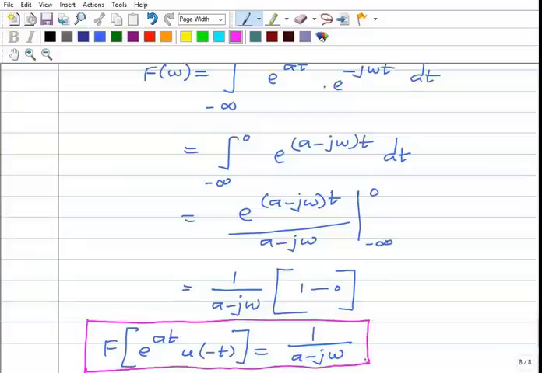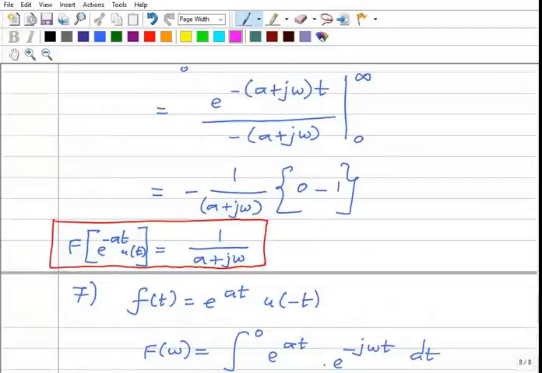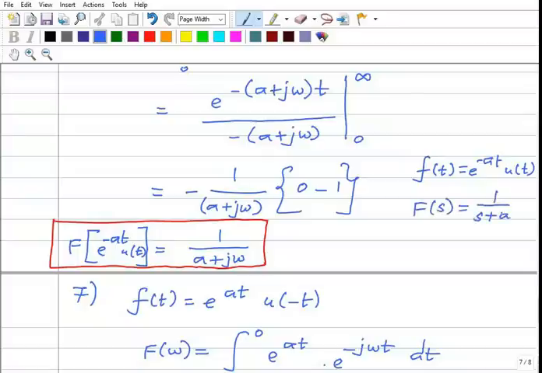So you can easily remember these results. If f of t is e power minus at u of t, what is the Laplace transform? Laplace transform is 1 over s plus a. Am I right? I said there is a relationship between Fourier transform and Laplace transform. Substitute s equal to j omega. You will get this result.